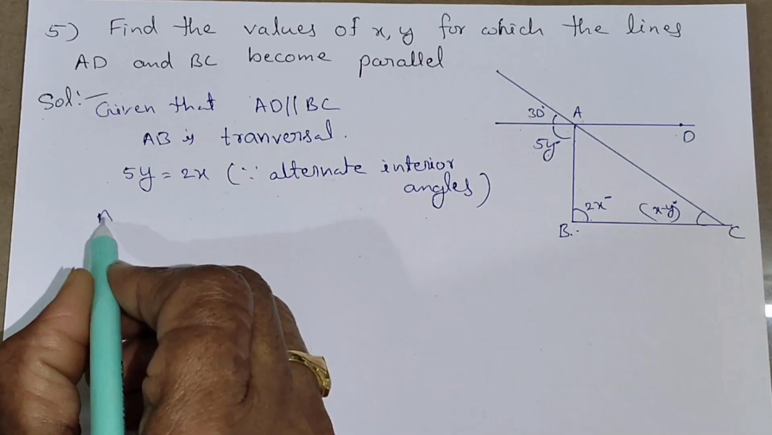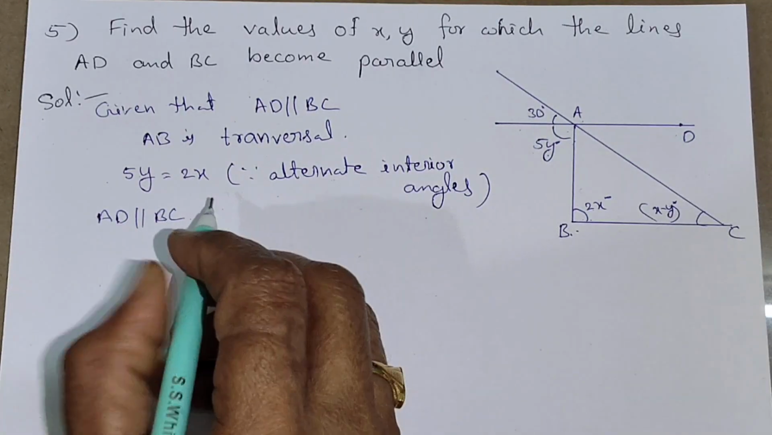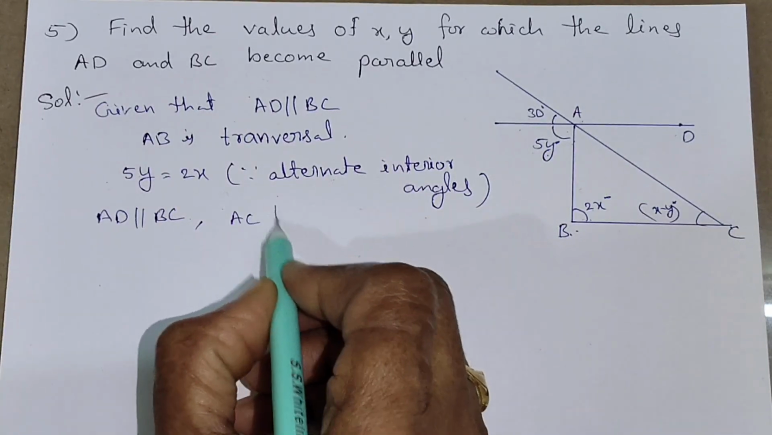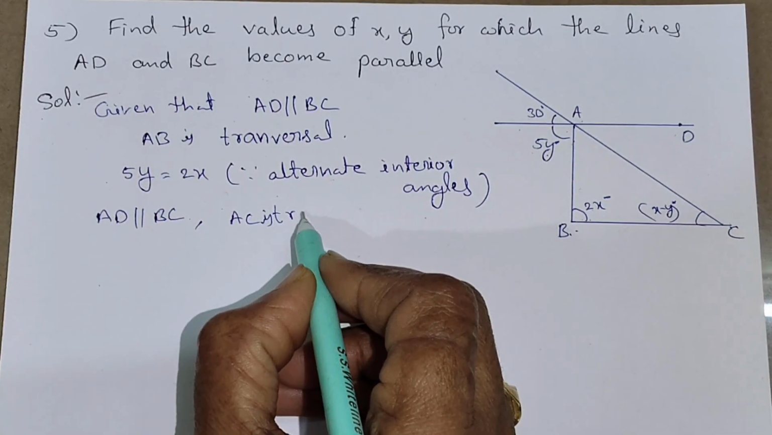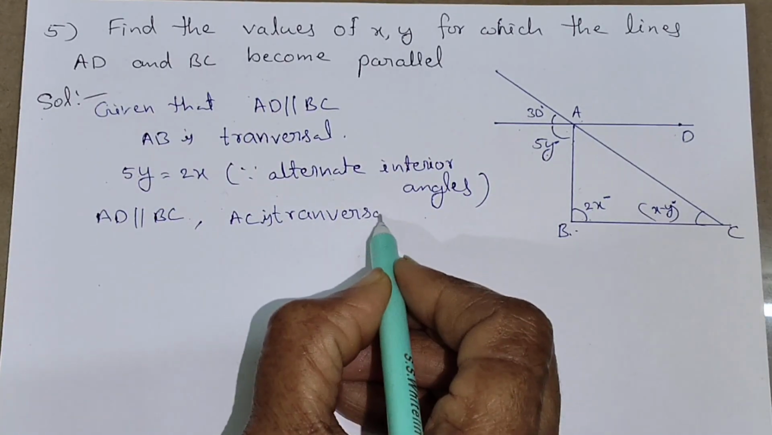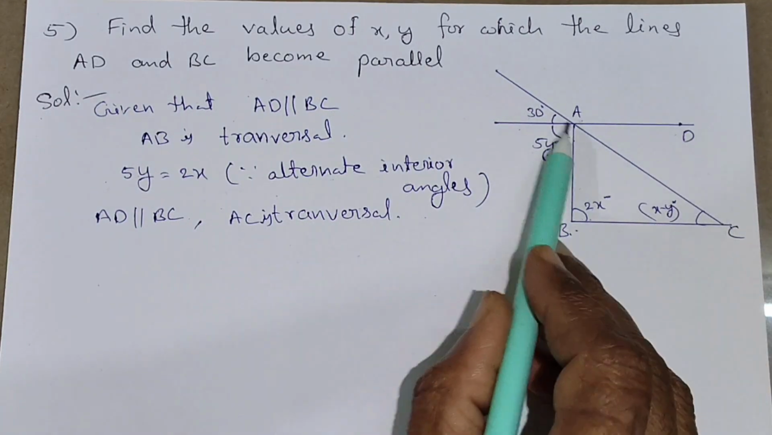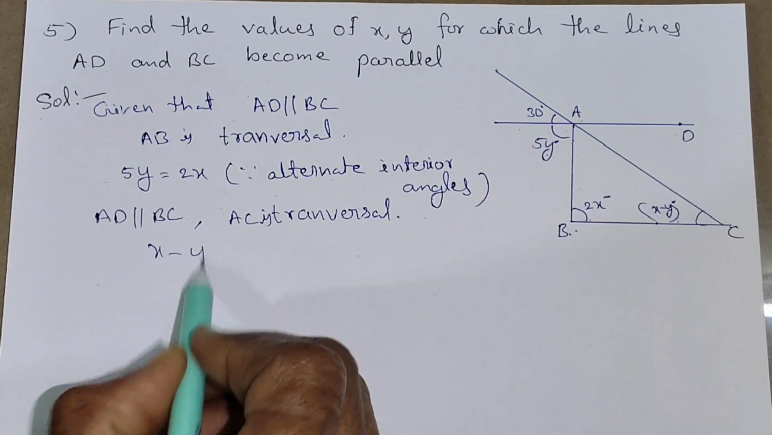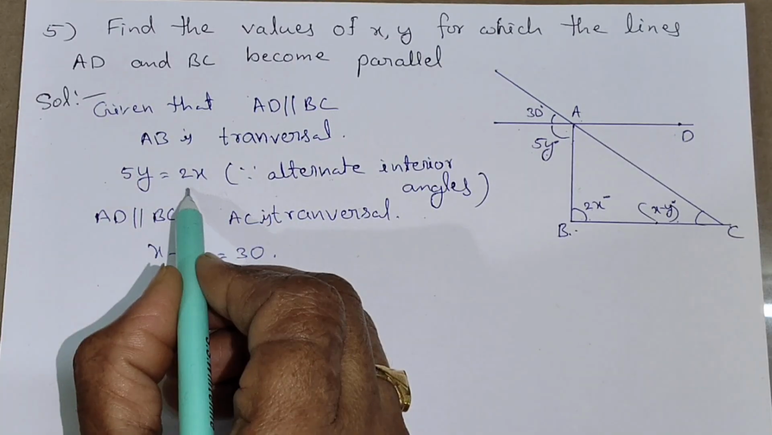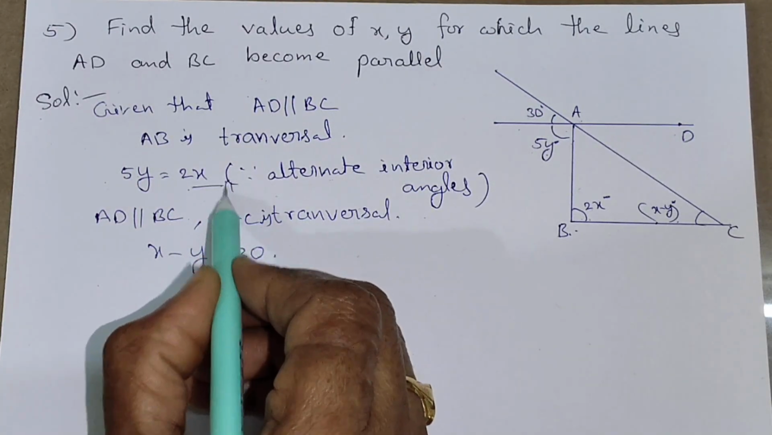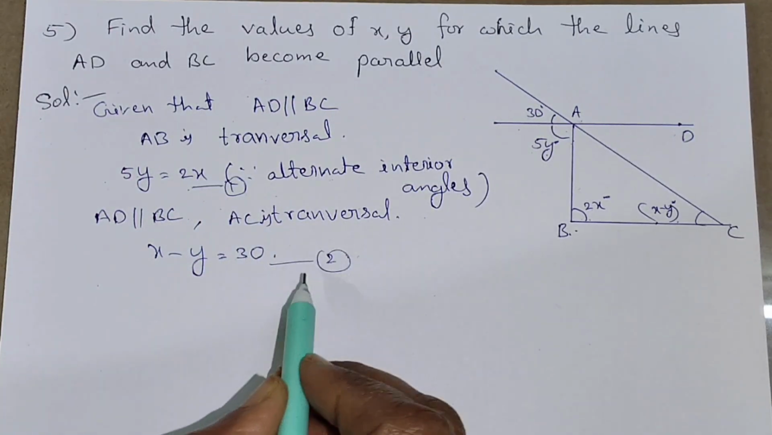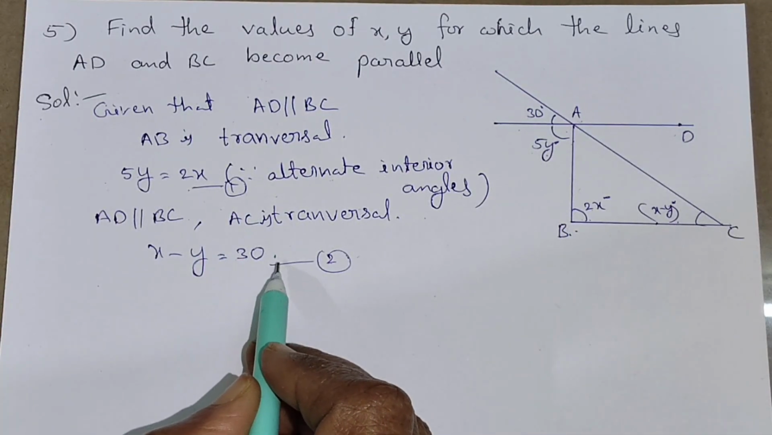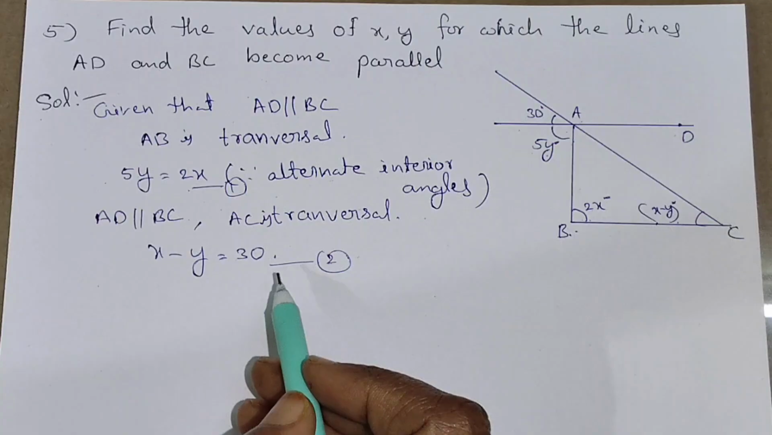Next, AD is parallel to BC and AC is a transversal. So 30 degrees equal to x minus y. X minus y equal to 30 degrees. This is equation 2. So now solve these two equations and find the x and y values.